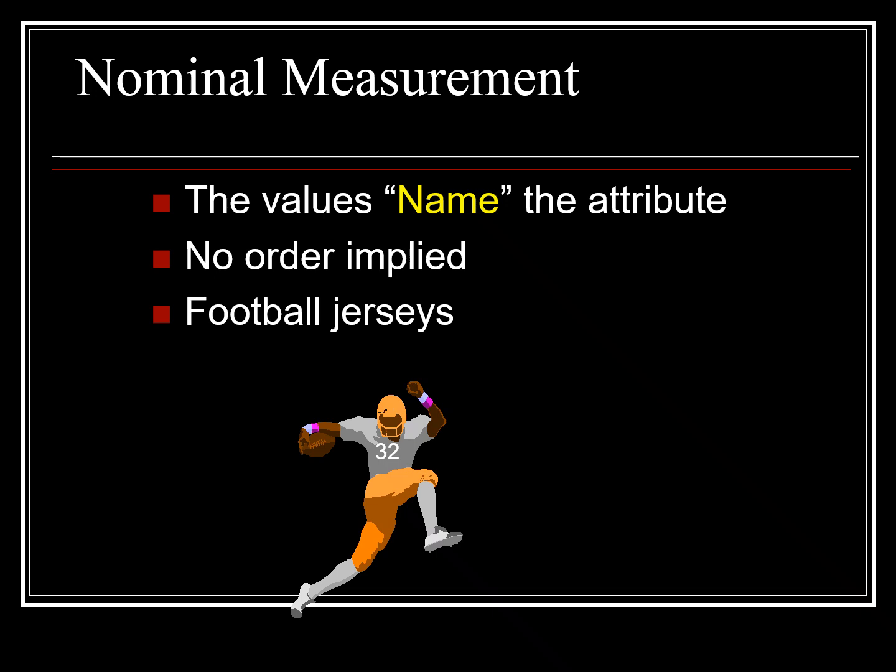So nominal measurement, the values name the attribute. No order is implied. For example, football jerseys. Player 32 is not twice as good as player 15. They might be, but those numbers are simply just names. They're ways to keep track of things. They're not necessarily representing any kind of order or magnitude.